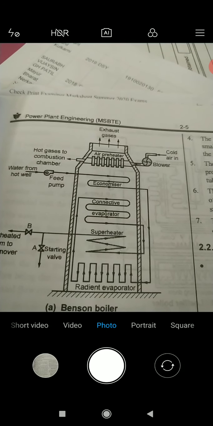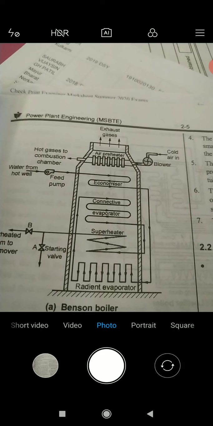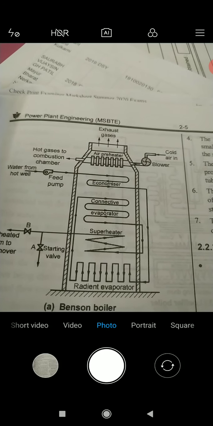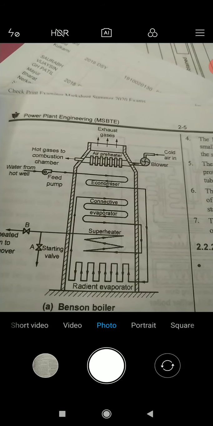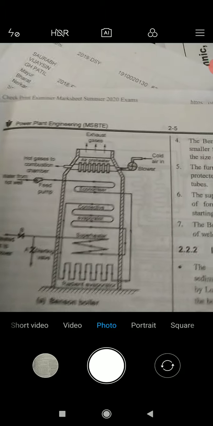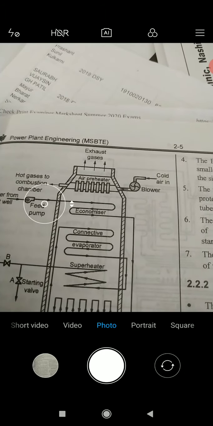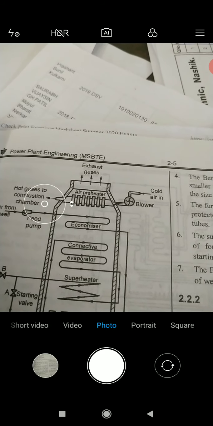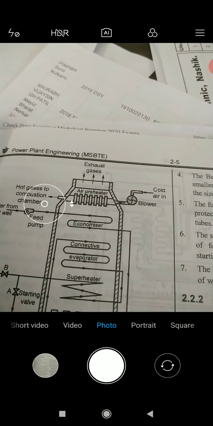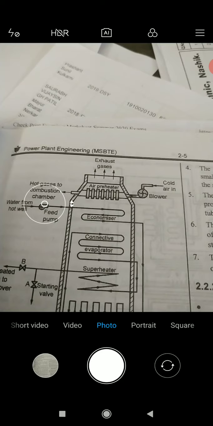Since no drum is used, this is a once-through boiler, and the feed water entering at one end is discharged as superheated steam at the other end. So this is all about the Benson boiler. There are certain advantages of the Benson boiler. As there are no drums, the weight of the boiler is 20% less than the other boilers. So this is the advantage of this boiler.